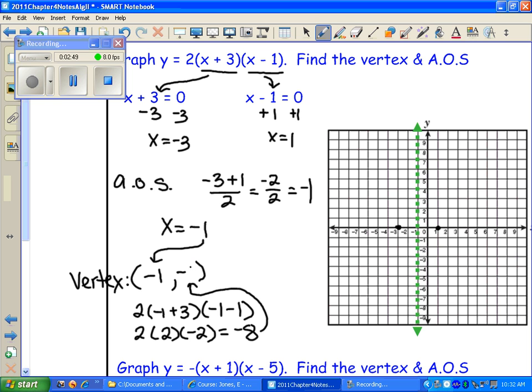is at -8. So at -1, I'm going to go down to -8 and make a dot, and then I just need to connect for my parabola, which is more narrow than the parent function we were talking about yesterday. It goes up faster. And that's all that you have to do to graph that type of problem.